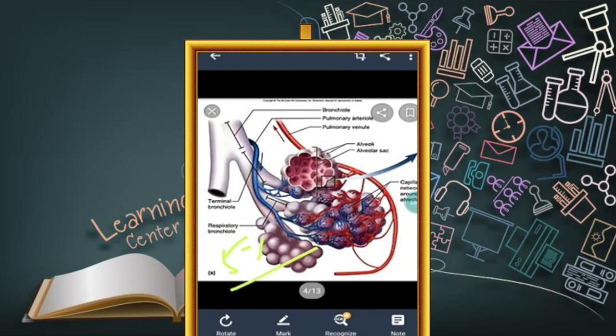The other function is to keep the shape of the alveoli during breath inhalation and exhalation. Alveoli are sacs, bubble-like structures, and the same rounded shape is maintained by type 2 pneumocyte cells. There is no change of shape during inhalation and exhalation because of them.